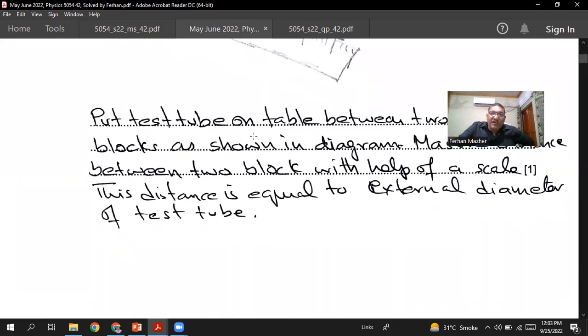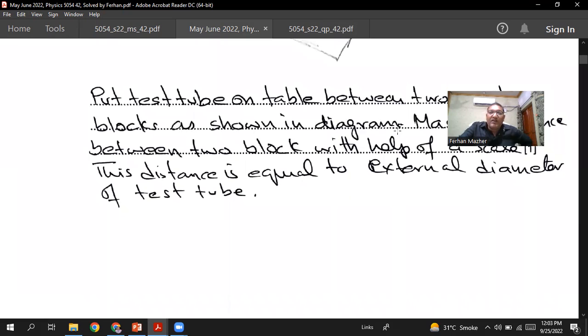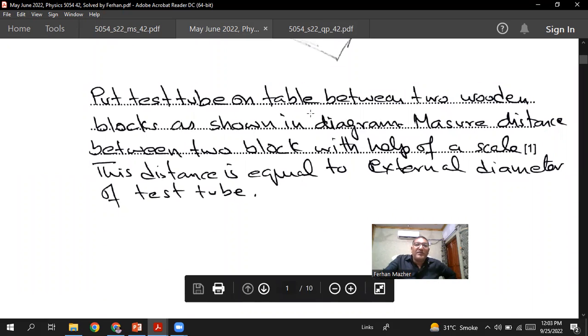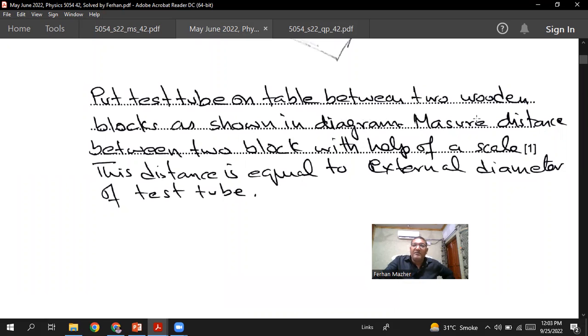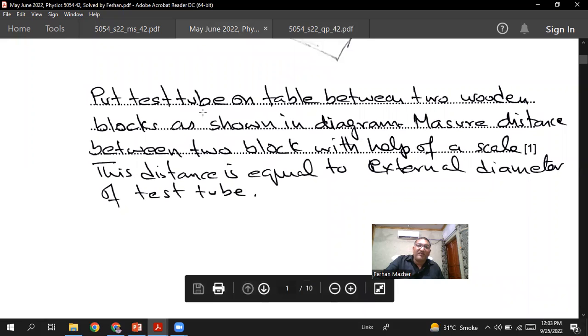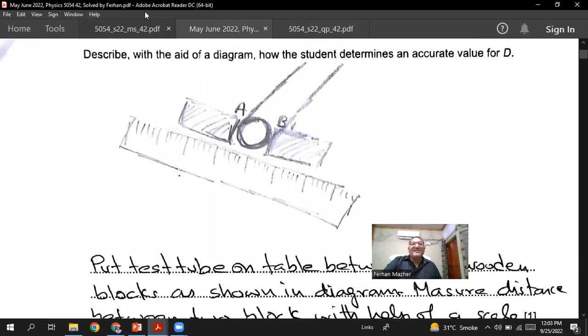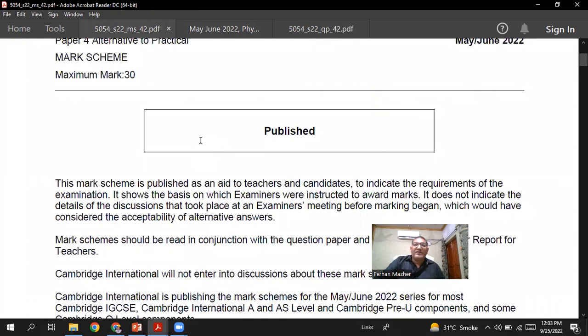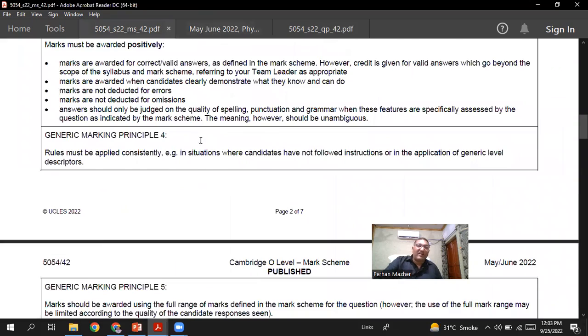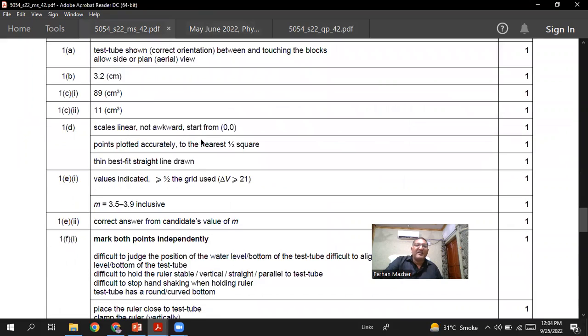So let me read it. The answer I wrote: put test tube on table between two wooden blocks as shown in the diagram, or as shown in the figure. Measure the distance between the two blocks with the help of a scale. This distance is equal to the external diameter of the test tube. It's a 1-mark question. Hopefully you understand how this will be done. And this is its diagram. So let me take out the marking scheme also, so we can have a look at it.